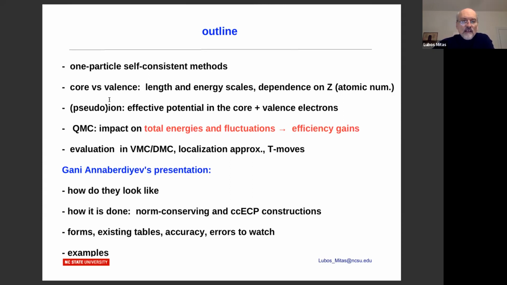And then we'll talk a little bit about how this is really done in the code. Of course, this can't be completely explained in one talk, but nevertheless, at least the flavors of two main methods, how they are treated. And then Gani will continue with how the actual things have been derived, what is the new generation of these objects, which we developed also here at NC State, and forms and examples and practical use as much as you can do within half an hour.